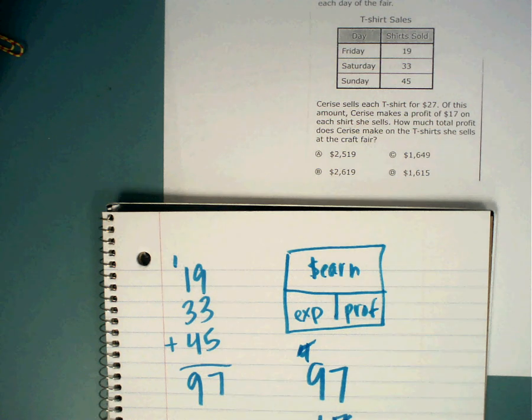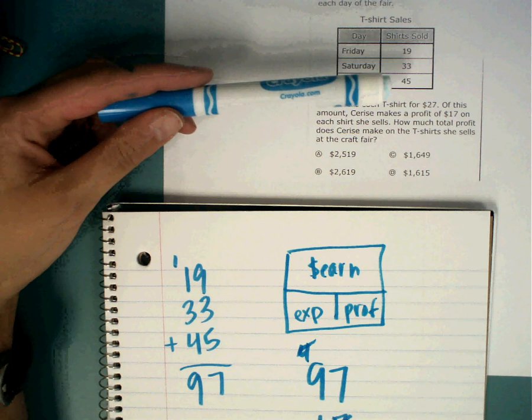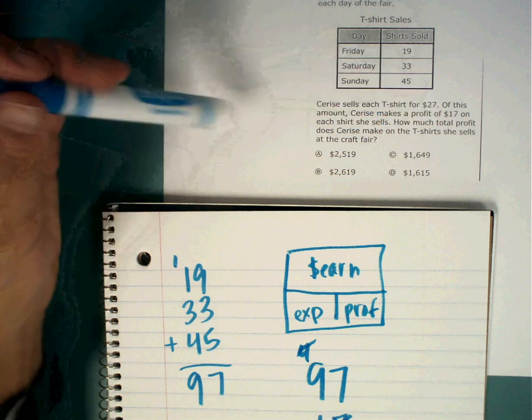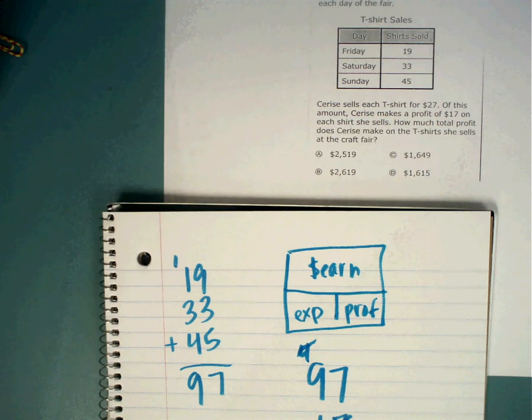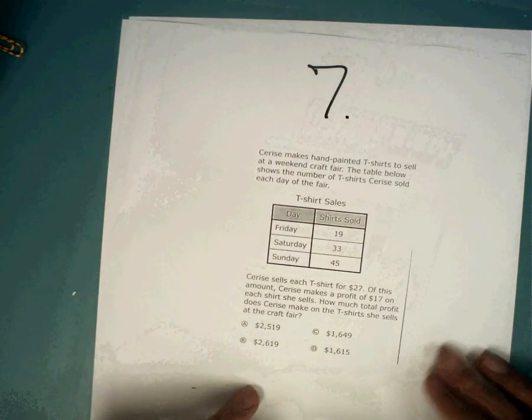And then you know what's tricky? If you would have multiplied 27 times 97, you would have gotten another one of these answers. I guarantee it. But that's unnecessary information. They're asking about the profit. Okay? And our last problem here.